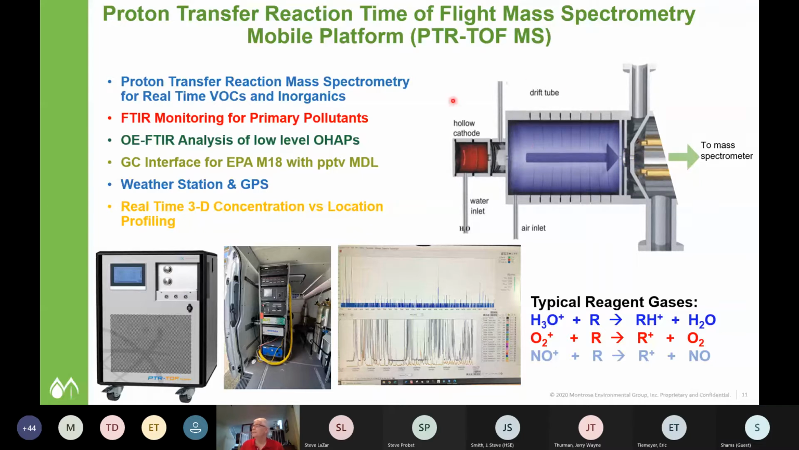So this is kind of a nice little schematic or a little animation of what's going on in the PTR and what makes this really happen. So here we're going to talk about these reagent gases in a minute. So we have water, oxygen, and NOx.